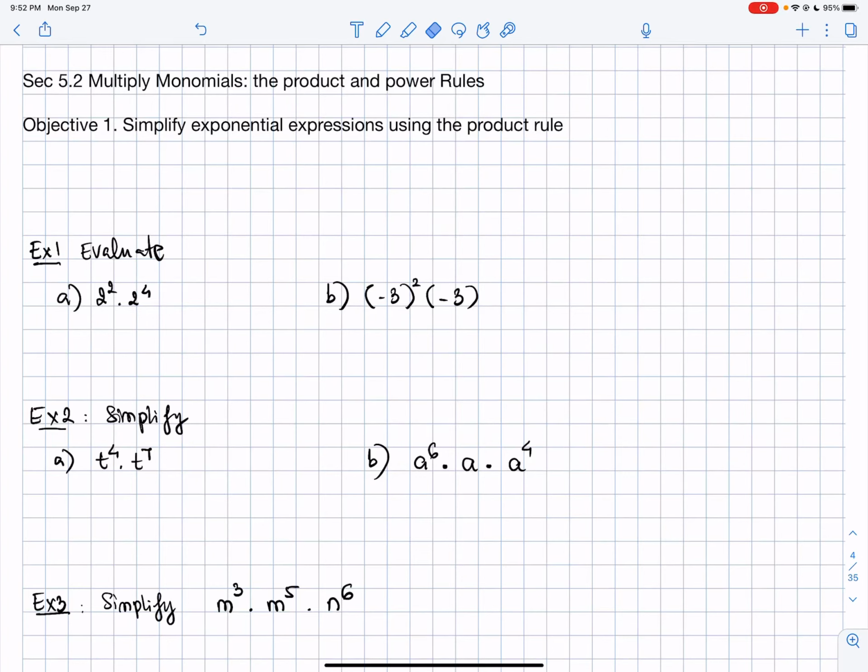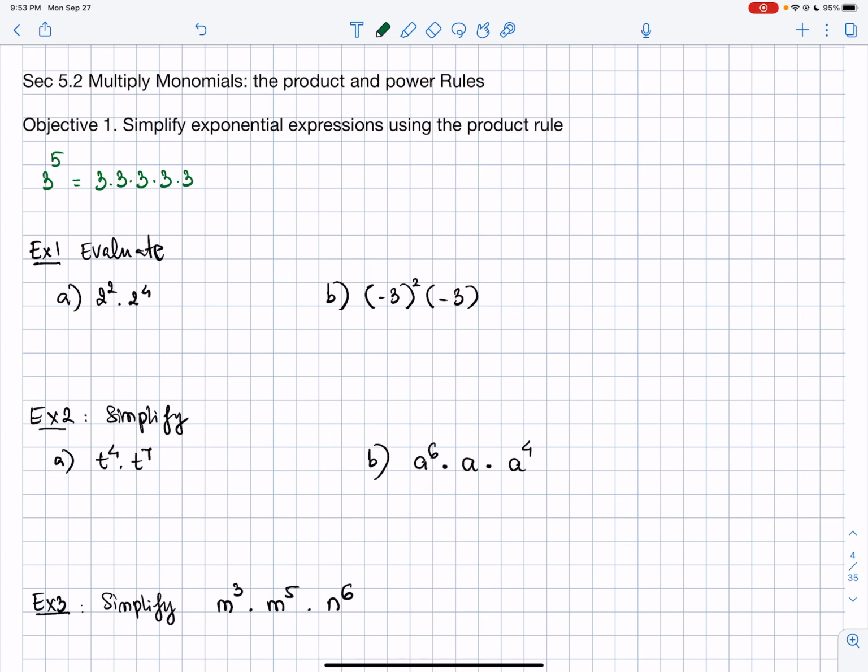Objective number 1: simplify exponential expressions using the product rule. So let's talk about the exponential. If we have 3 to the 5th power, 3 is the base and 5 is the exponent. What it means is you multiply 3 five times. That's what it means when you expand them.